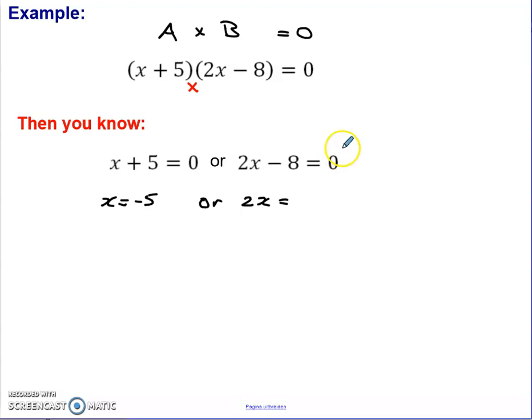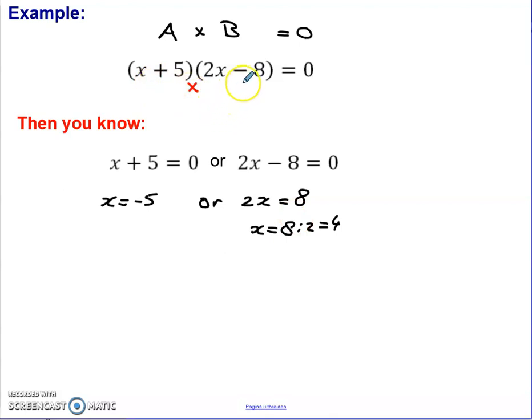But I also need to do it on this part. And then I will find 8. Then, last step, I'm going to calculate the value of x. And this says 2 times x. I'm going to do the opposite, and that's dividing by 2, and I find my second solution.